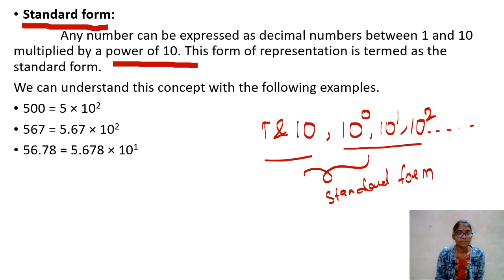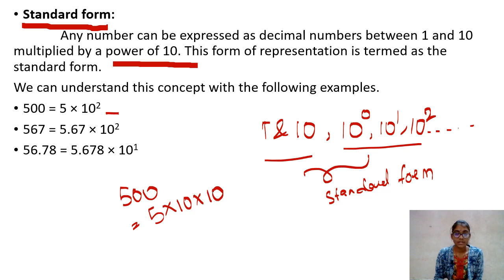Just see this example. 500. 500 can be written as 5 into 10 into 10, right? Like 5 into 10 square. It contains a number from 1 to 10 and a power of 10. 10 square is a power of 10, right? So this combined is called a standard form. That's it.